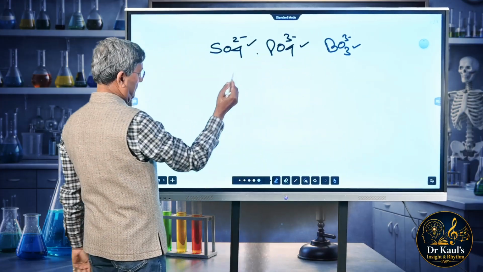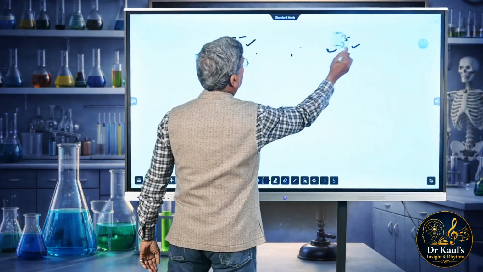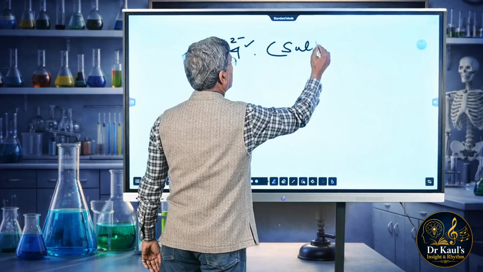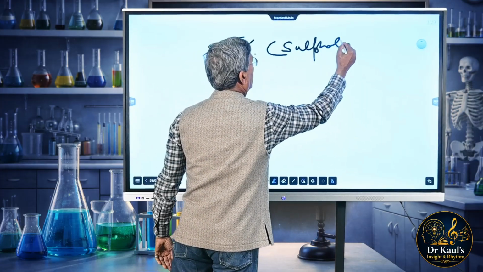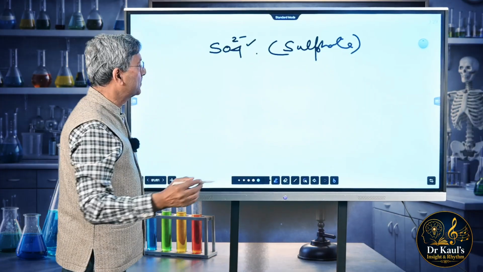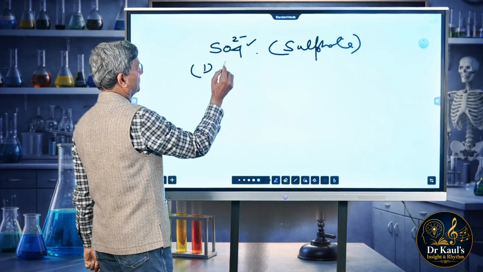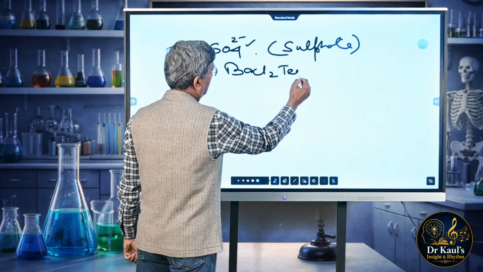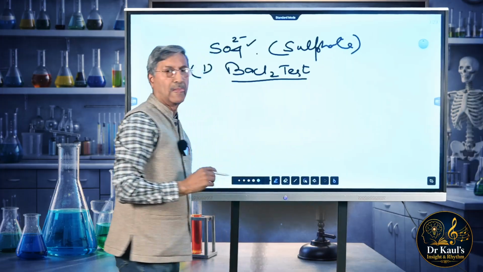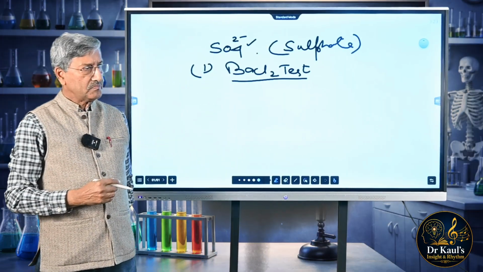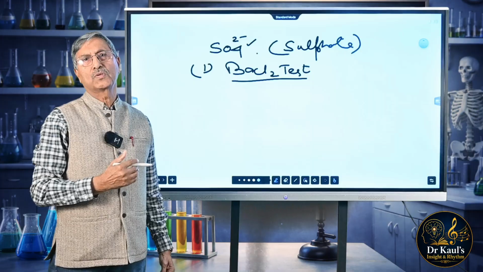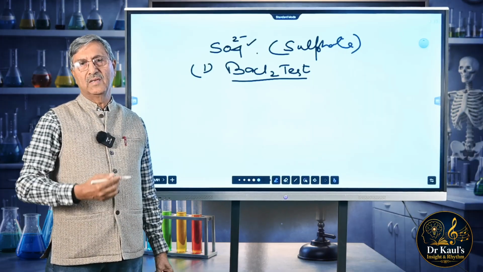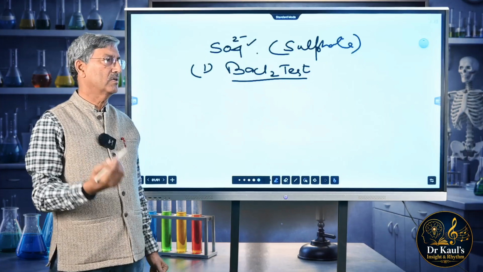Now, first of all, we come over to sulphate. The tests performed are, number one, the barium chloride test. What we do is, most of the sulfates are soluble in water. However, sulfates of mercury, lead, barium, strontium, etc., are not soluble.